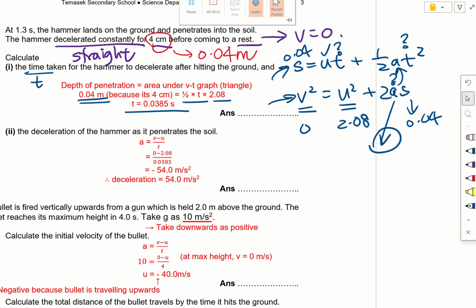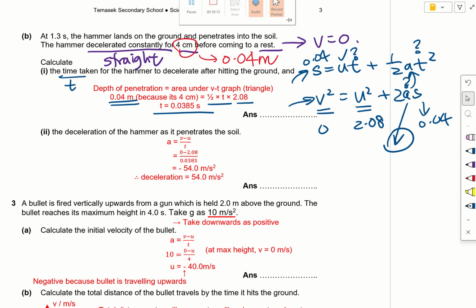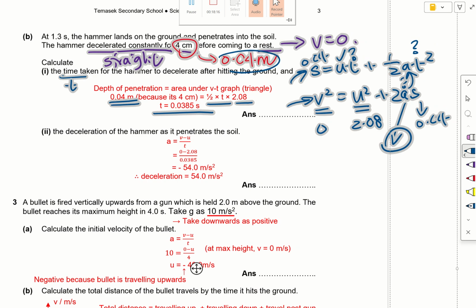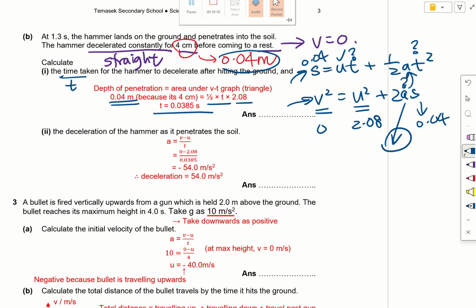So you may want to try these two formulas. But the trick here, take note, is this 0.04 meters. You need to convert it to 4 cm. I see some students just use 4 cm as it is, because then the units won't tally.